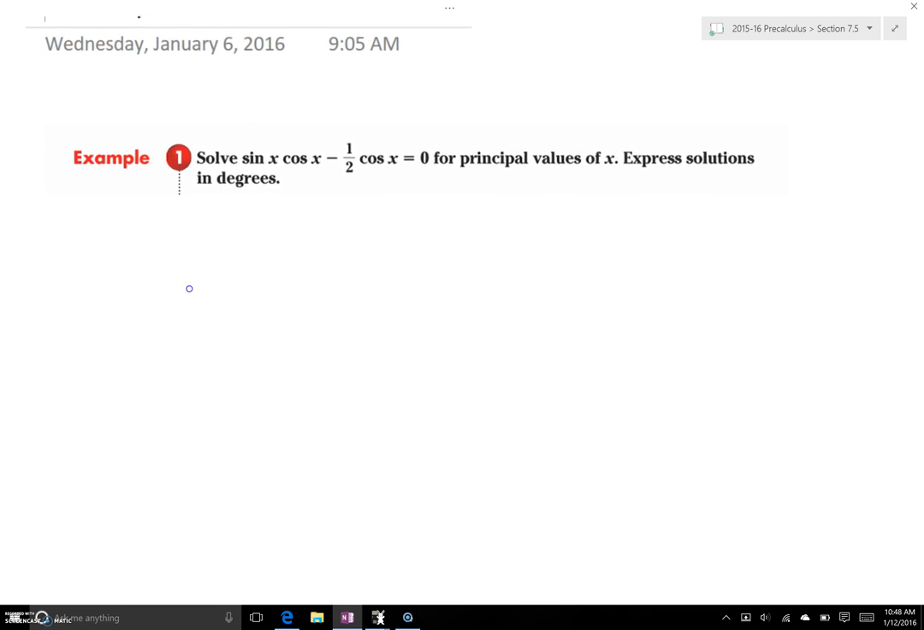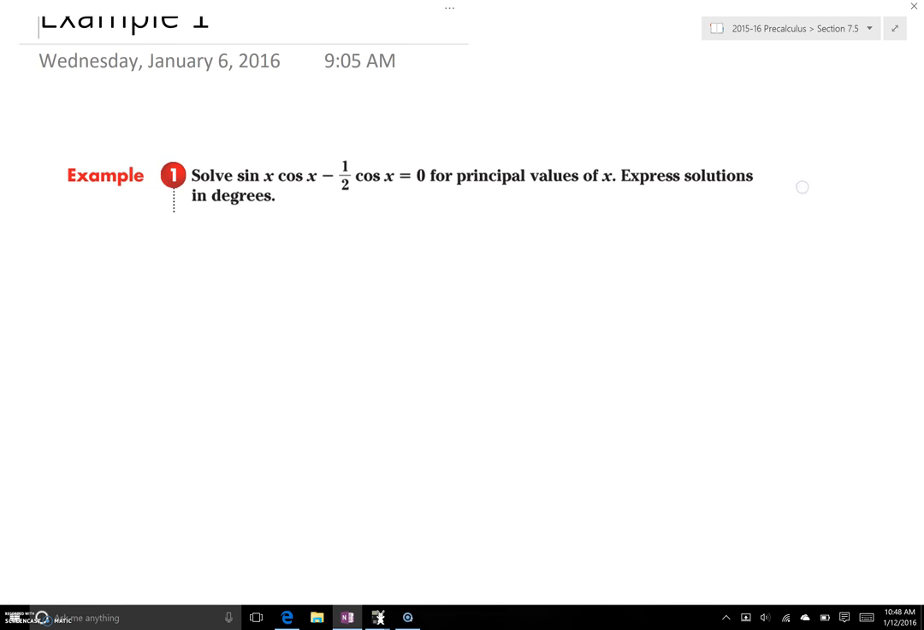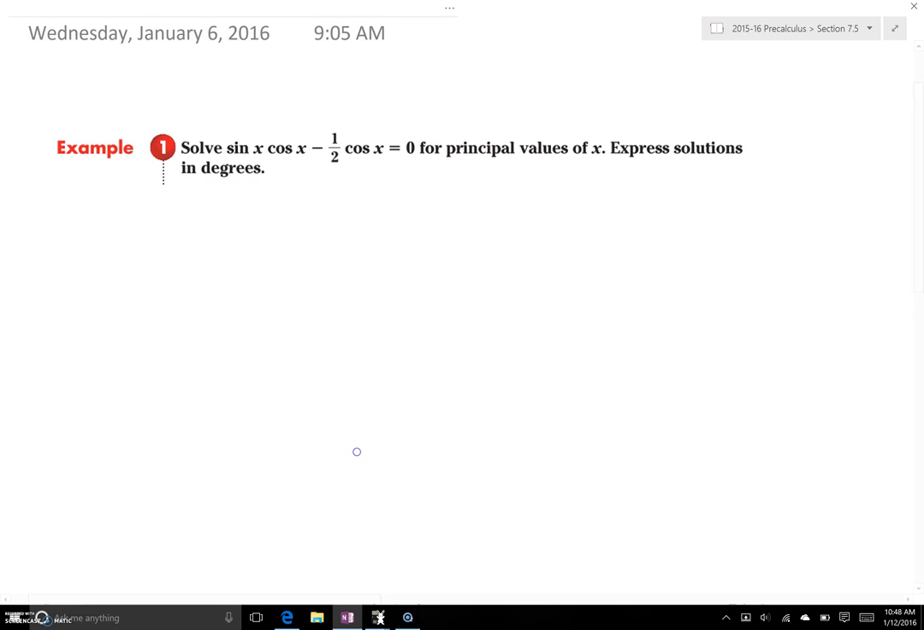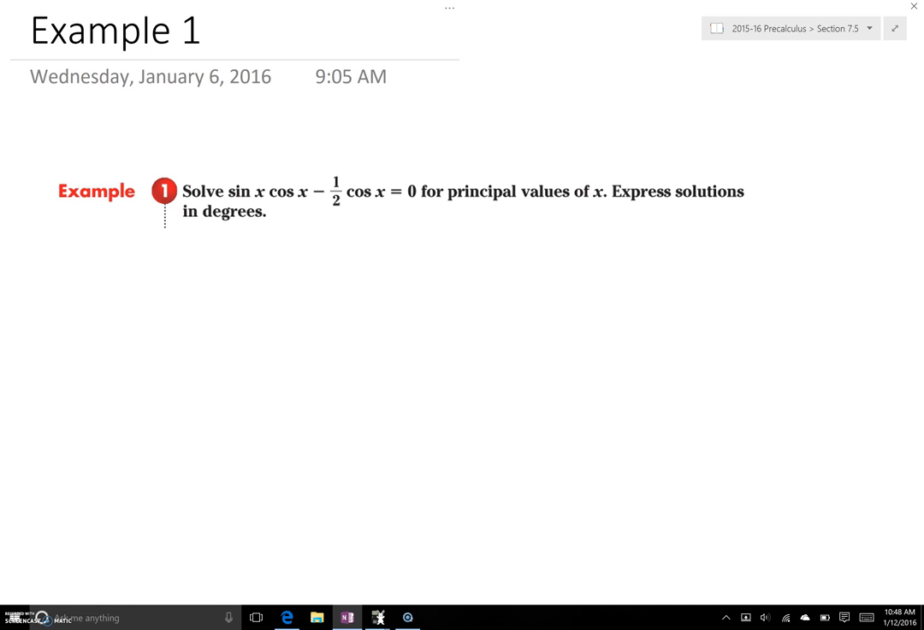So we're going to solve this expression, sine x cosine x minus 1/2 cosine x equals 0, for the principal values of x. And we want to express the solutions in degrees. The fact that they ask for principal values means that we don't need to come up with an expression that would give us all possible solutions, of which there's infinitely many. So we're going to first only consider values between 0 and 360, and when we simplify this a bit more, we'll see which two adjacent quadrants between 0 and 360 the solutions lie in.